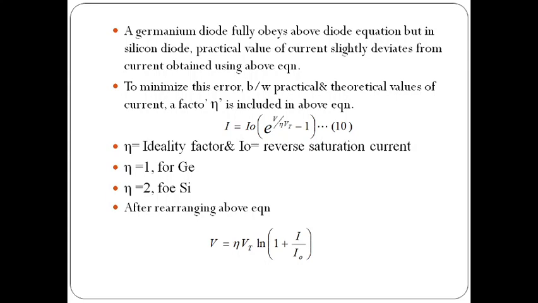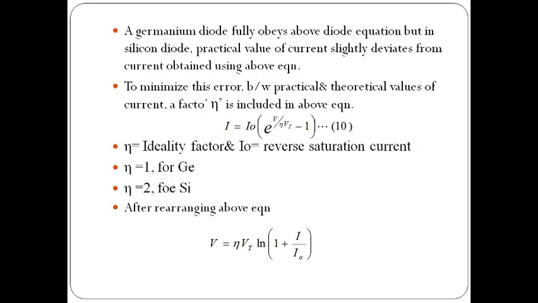Yes. So the theoretical diode equation we derived is fully obeyed by the germanium. So that means eta equals 1 for the germanium, and it is not obeyed by the silicon diode. So we are considering that eta equals 2 for silicon. Here it is a typing mistake. So the ideality factor eta included in the diode equation has value 1 for the germanium and value 2 for the silicon. This eta is included in the diode equation to minimize the error between the practical and the theoretical values of current.